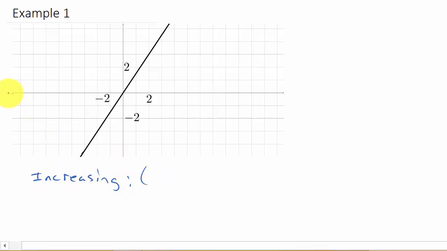It starts at negative infinity, and as we travel along the x-axis, you can see that it's still increasing, even though you can't see the graph where the y value would be. We can keep going all the way to infinity, and the graph is still increasing. So it's increasing from negative infinity to positive infinity.